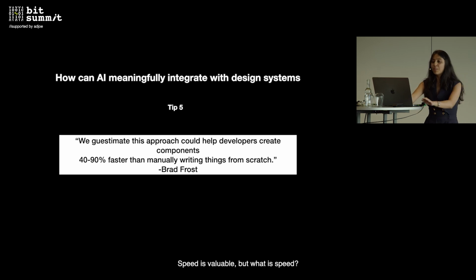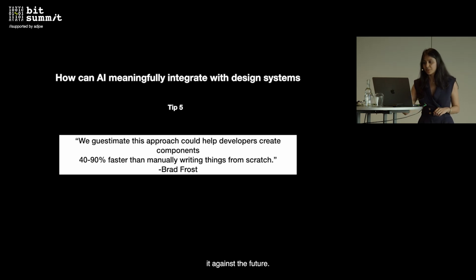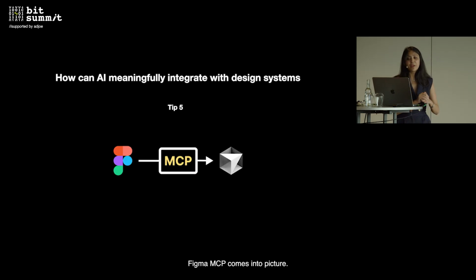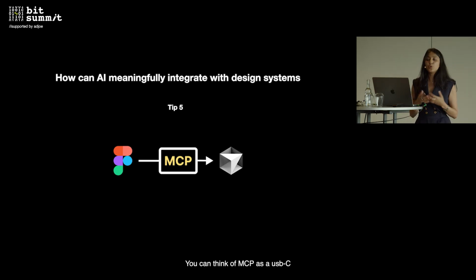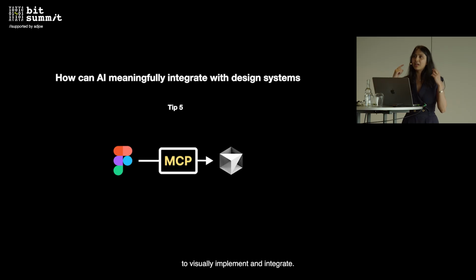Speed is valuable, but what is speed without intention? You are just borrowing it against the future. And that's where Figma MCP comes into the picture. You can think of MCP as a USB-C for your AI model, right? Rather than forcing the AI agent to visually implement from a screenshot of the Figma image that you gave it, or from any internet picture, you are asking the MCP server and your IDE to actually look at the tokens in the Figma file and create the AI design for you.